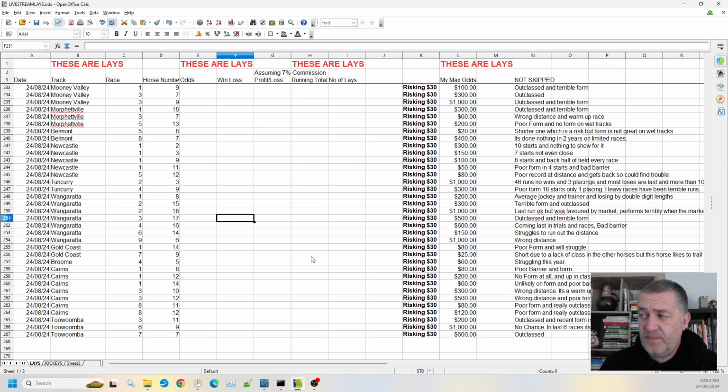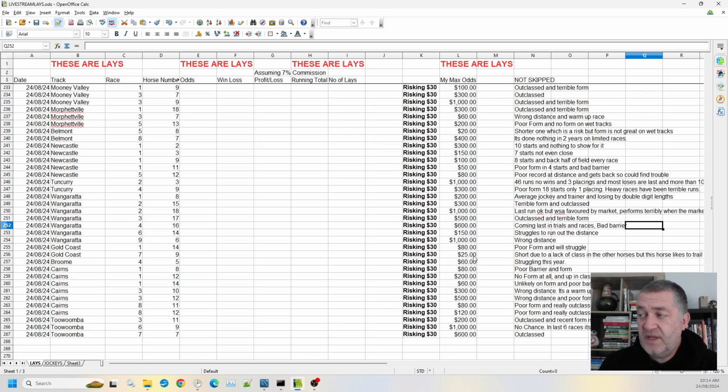Wangaratta race 3, there's number 17, up to $500. It's outclassed and has terrible form. Wangaratta race 4, number 16, is coming last in the trials and races. So I don't think it had actually had many runs. But when I looked at all of its trials, it had run last in every single trial. And it had one race where it had run last again. It's also got a bad barrier. So $600 seems reasonable for that one.